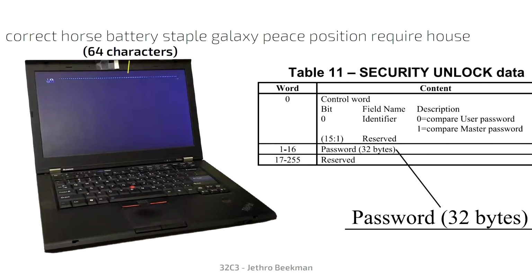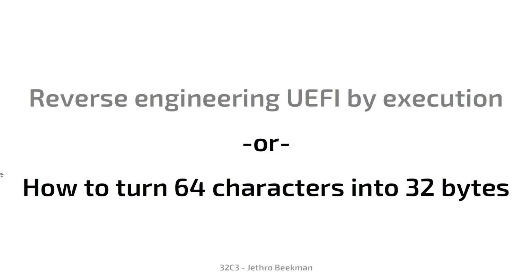That is my question, because if my laptop dies, but my SSD is still functional, I want to be able to take my SSD and put it into another computer to get access to my data. I tried all the standard things like truncating it or using a standard hash function like SHA-256 that has 32 bytes output, but these things all didn't work. So then I decided to really dive into the firmware and to figure out how it works. So this talk could also be called How to Turn 64 Characters into 32 Bytes.